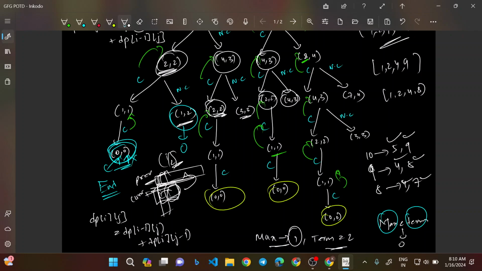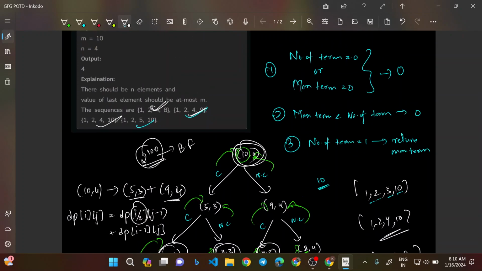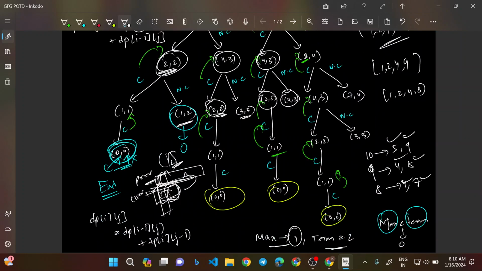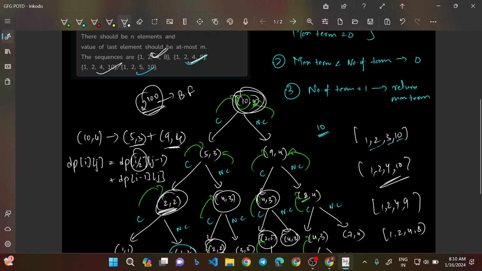So instead of complicating ourselves, it's better to stick to O of m into n, because the constraints are pretty clear, just up to 100. So it's pretty minimal, so it's better to confine to O of m into n as the space complexity. And time complexity, anyways, goes up to O of m into n, that's for sure. So this is the overall picture of this particular problem. I hope you people have understood.